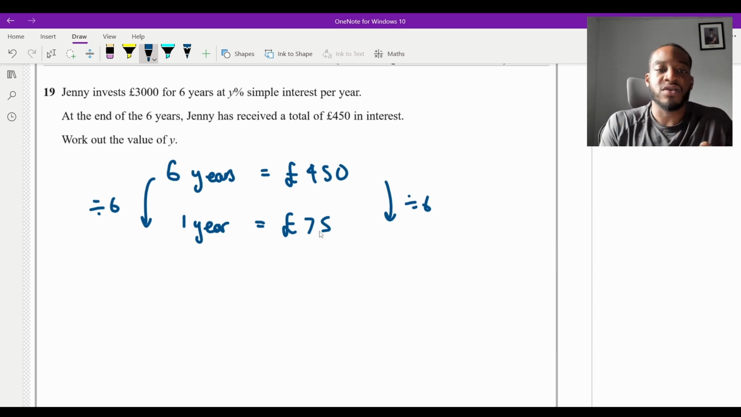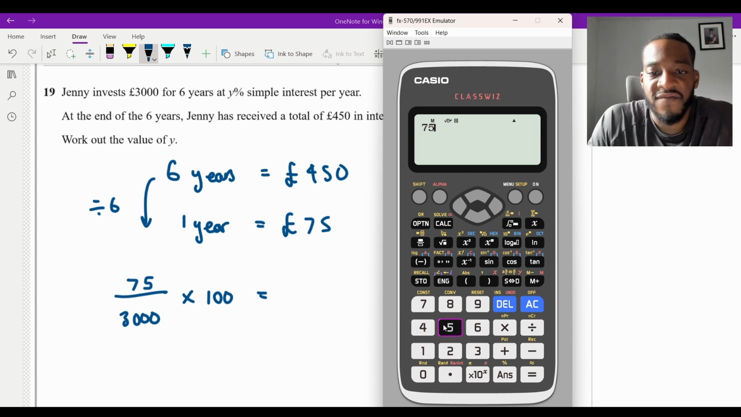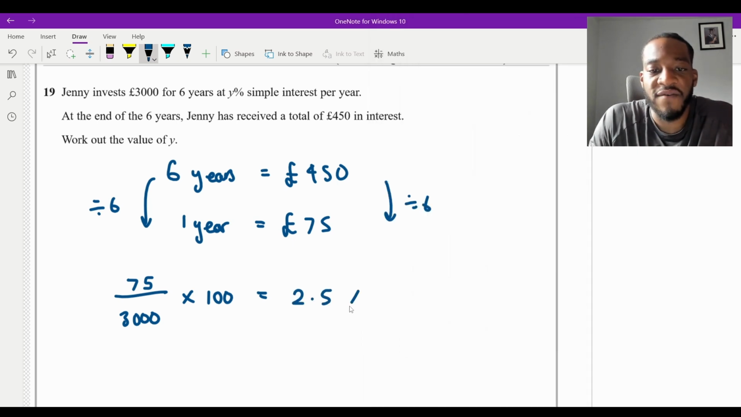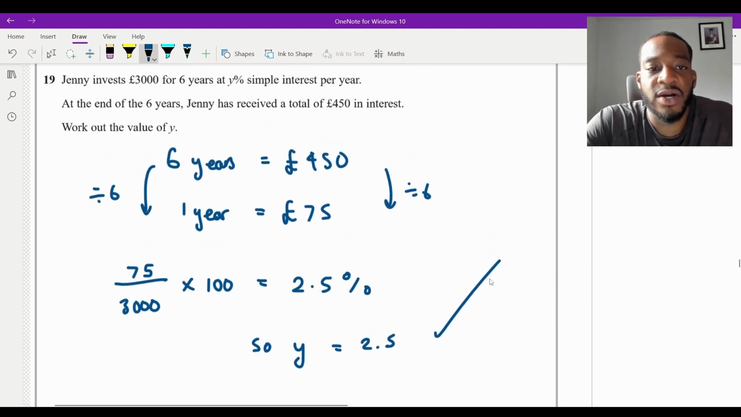So what we need to do is ask ourselves, what percentage is £75 out of £3,000? And this is very, very simple. All you're going to do is 75, the amount, divided by the total 3,000, write it as a fraction, and then times by 100. So 75 over 3,000 times by 100 gives me 5 over 2, which is 2.5. So it's 2.5%. So therefore, the answer for Y is just going to be 2.5. So Y is equal to 2.5. And that's it. And that will give you the 3 marks.